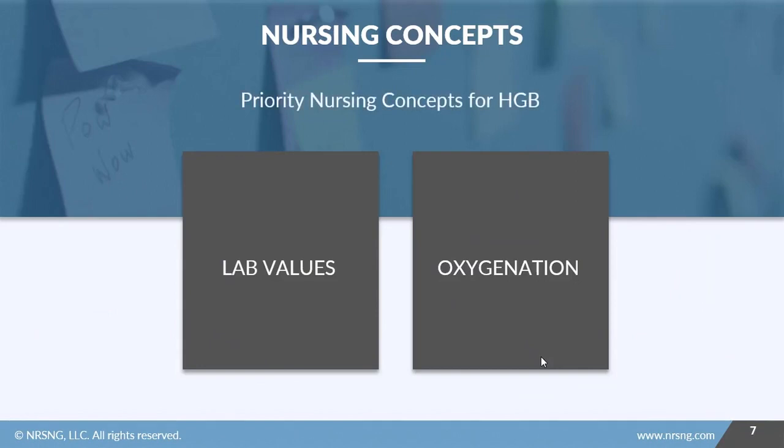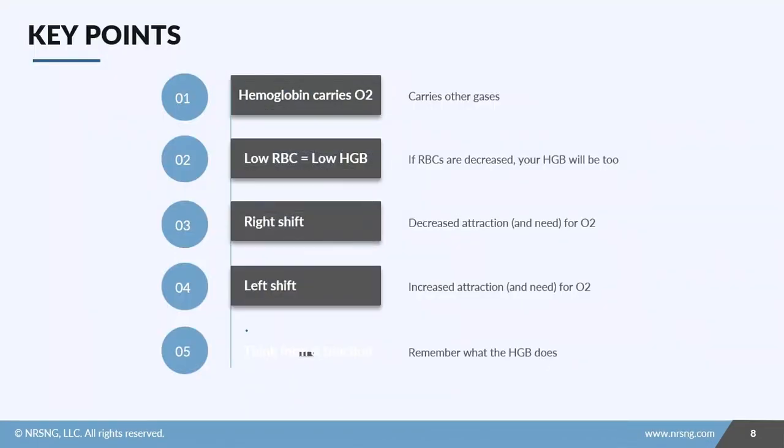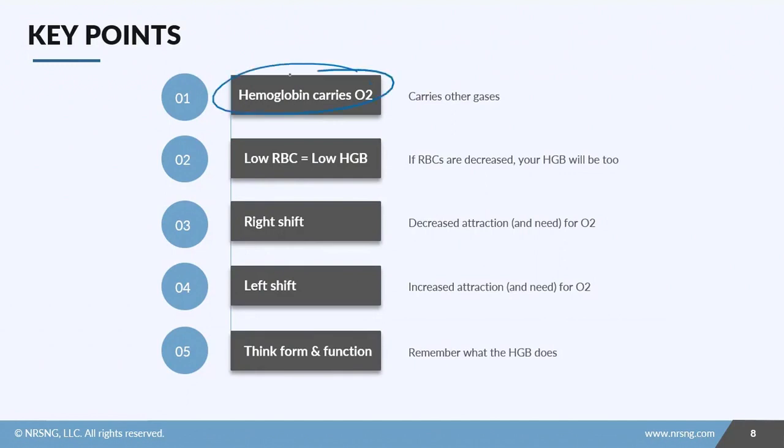So for our lessons for this concept, we really focused a lot on lab values and oxygenation for our patient. So let's recap. Hemoglobin is responsible for carrying oxygen, and also carries other gases, but we want to focus on its ability to carry oxygen. If you have a patient that has low red blood cells, you're also going to have a low hemoglobin. So if your RBCs decrease, your hemoglobin is going to decrease too. If you have a right shift, you have this decreased attraction and need for oxygen, which means they're going to be less sticky.